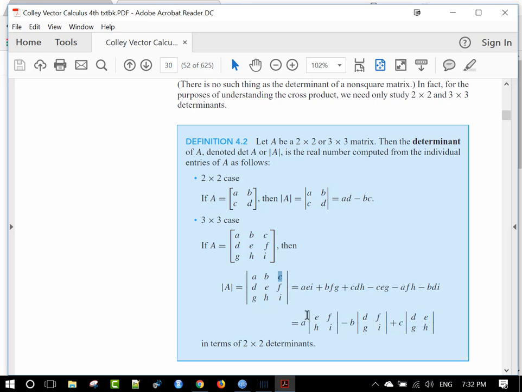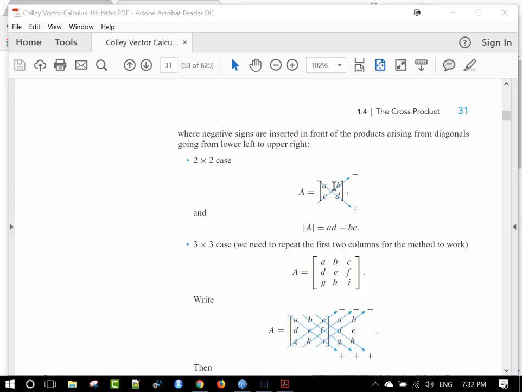Okay, and then now we have these, but these are 2 by 2, and we can use this rule for these. And that's the determinant for the 3 by 3 matrix. So here's another way they say that you can remember it. I'm not going to go through this, but you can read it.